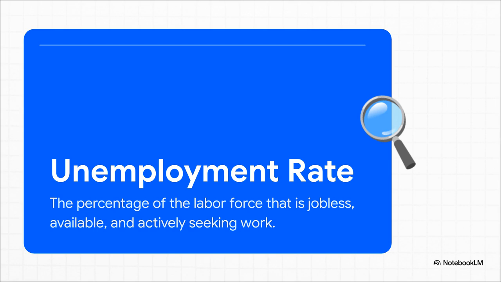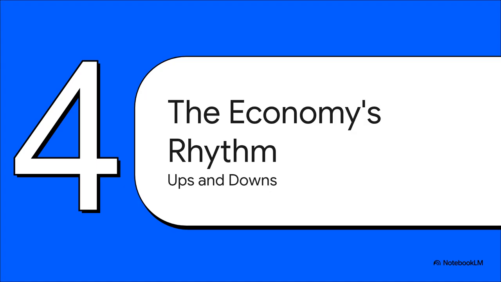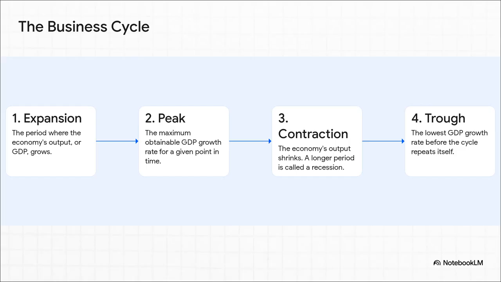and willing to work. So a key thing to remember is that these economic machines, they don't just run at one constant speed. Nope, they have a natural rhythm of speeding up and slowing down. This rhythm is what we call the business cycle, and it moves through four distinct phases, over and over and over again. You have the expansion, that's when things are growing.